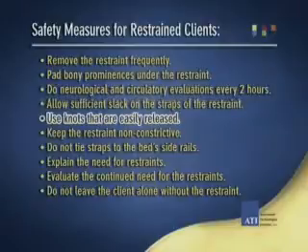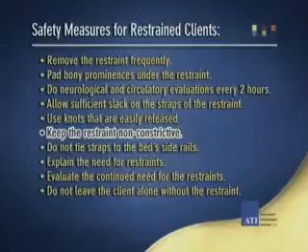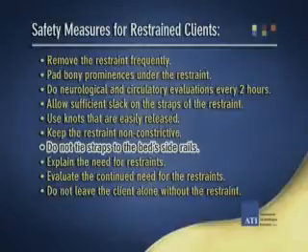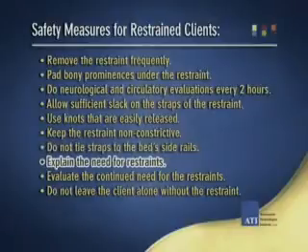Using knots that are easily released and do not tighten when force is applied, such as a clove hitch or a half bow knot. Keeping the restraint loose enough for the nurse to fit 2 fingers between the device and the client. Never tying straps to the bedside rails. An upper body restraint must be tied to a portion of the bed that moves with the client when the bed position is altered. Explaining the need for restraints to the client and family.